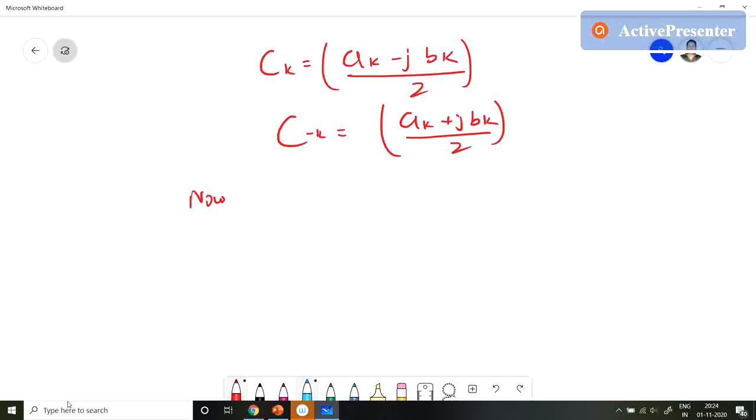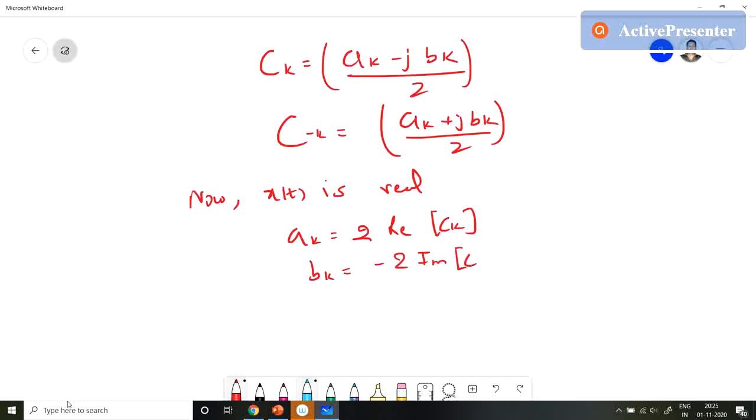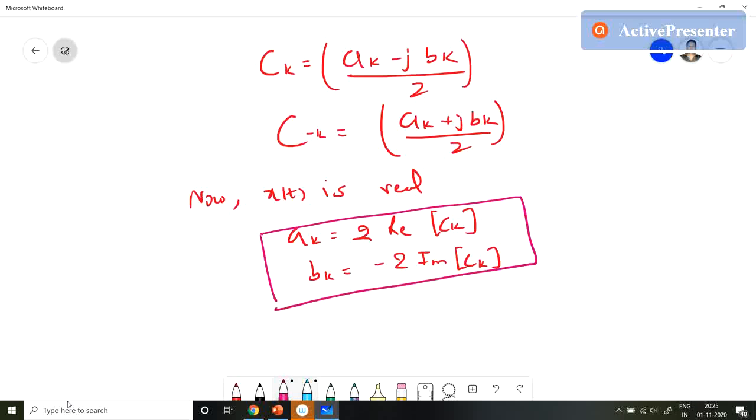Now if we consider that x(t) is real, then what is ak? ak is 2 times the real part of ck, and what is bk? bk is minus 2 times the imaginary part of ck. So ak is 2 times the real part of ck, and bk is minus 2 times the imaginary part of ck. These are the two values that we are getting.